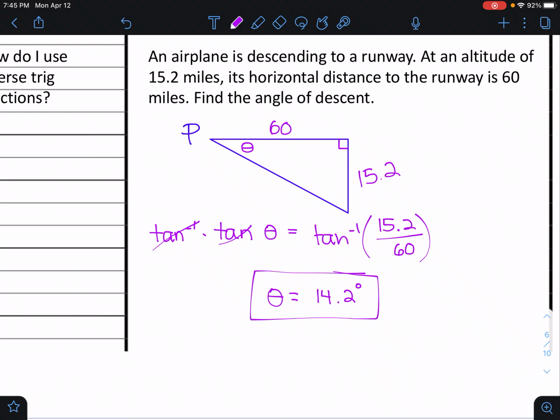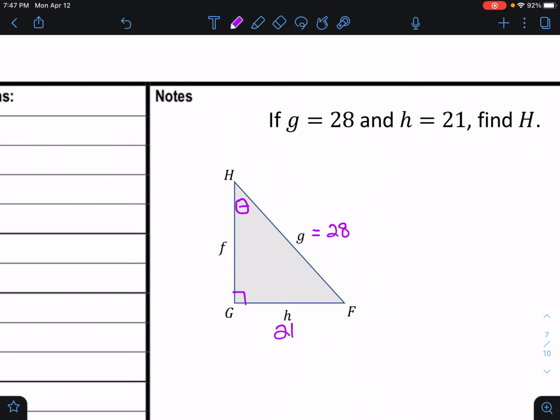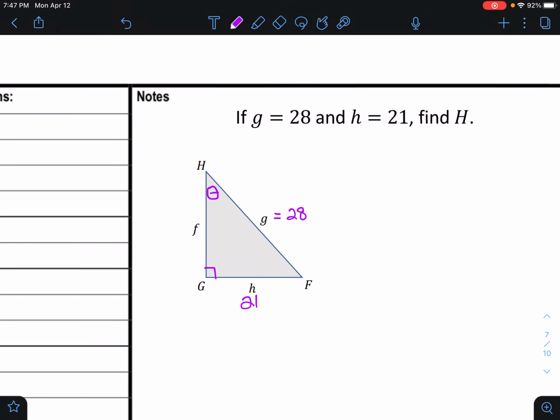Okay, h is 21. It's lowercase, so this is 21. Here's my right angle. Find capital H, so that's the angle here. I want to know what this is. In relation to H, what sides am I given? Well, this is the opposite side, and this is the hypotenuse.